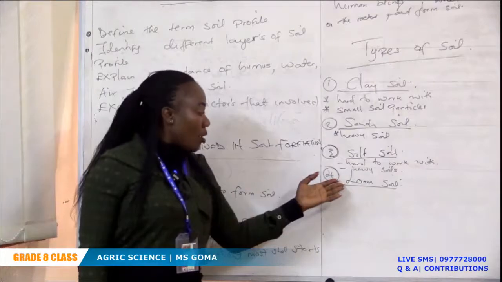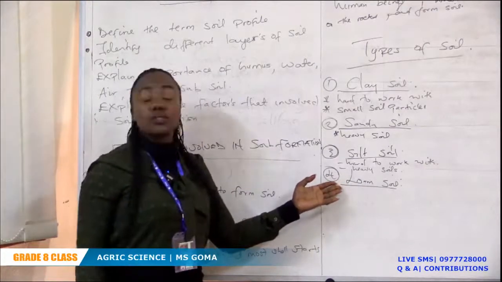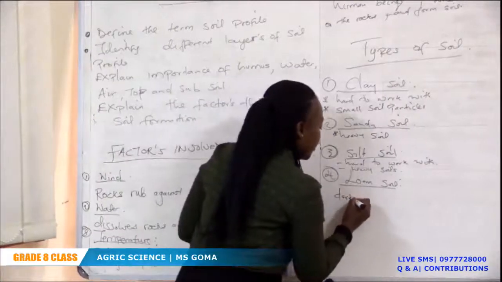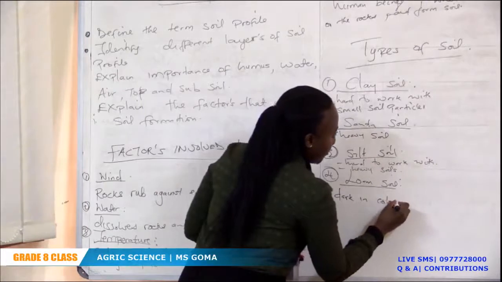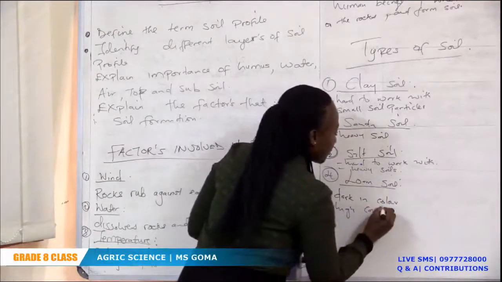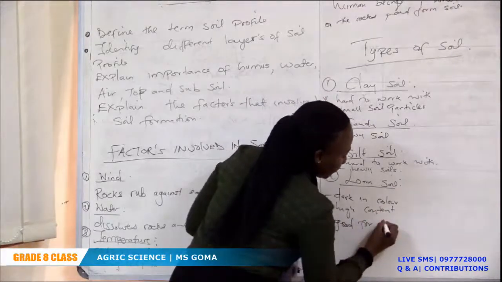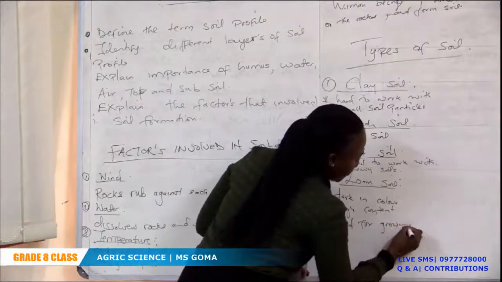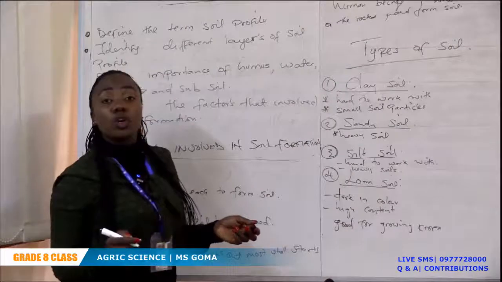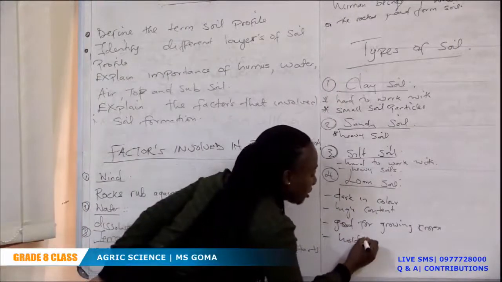This type of soil is dark in color. If it's dark in color, it has a high content of humus. Good for growing crops. This type of soil is good for growing crops and it holds water for so long in the ground.